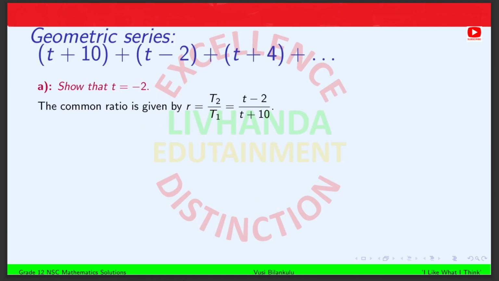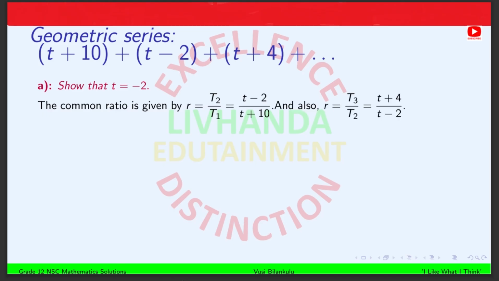Given a geometric series defined by terms of t plus 10 and t minus 2 and t plus 4 and so forth, to show that t equals negative 2, define a common ratio firstly by t2 divided by t1 and secondly by t3 over t2. These two quotients are equal such that t minus 2 all divided by t plus 10 equals t plus 4 all divided by t minus 2.